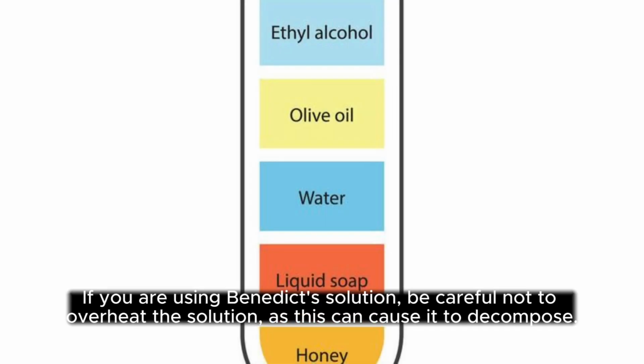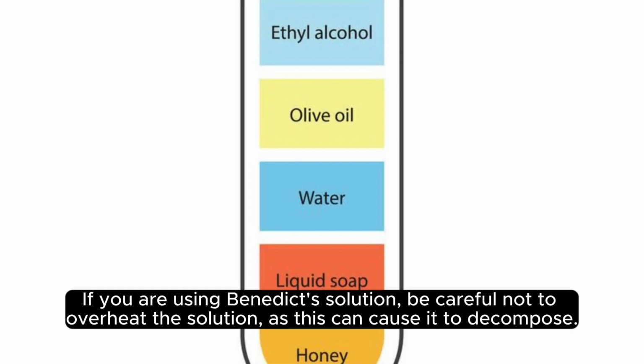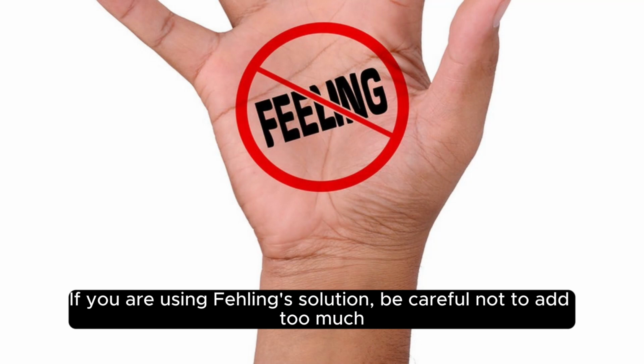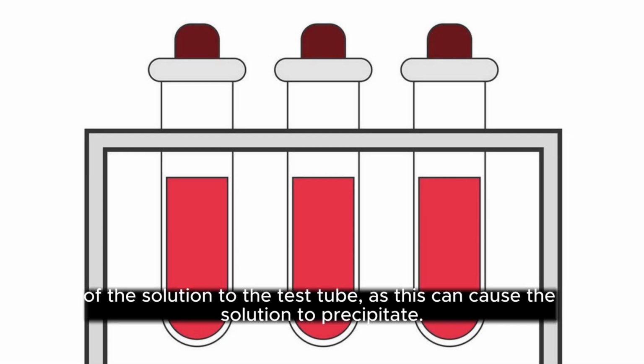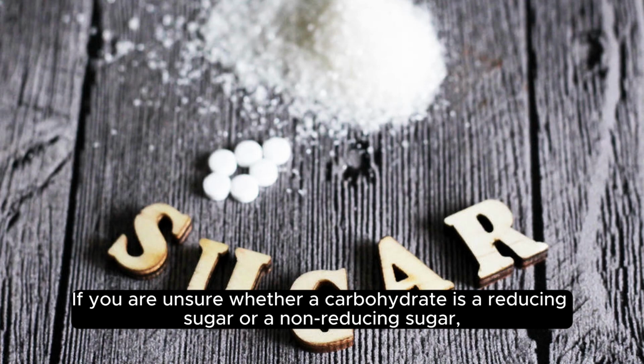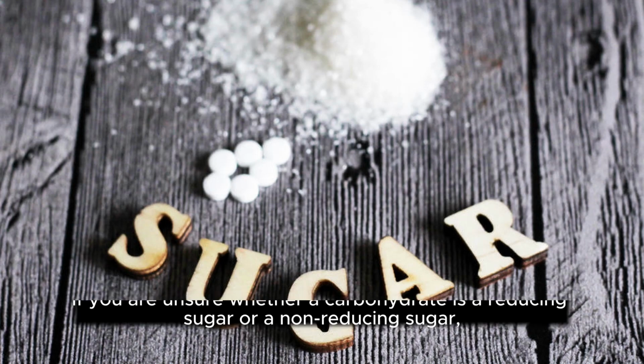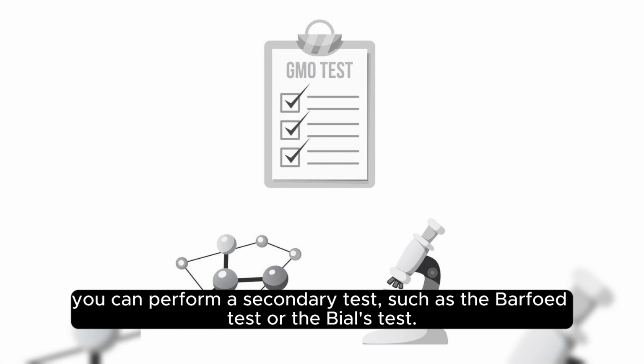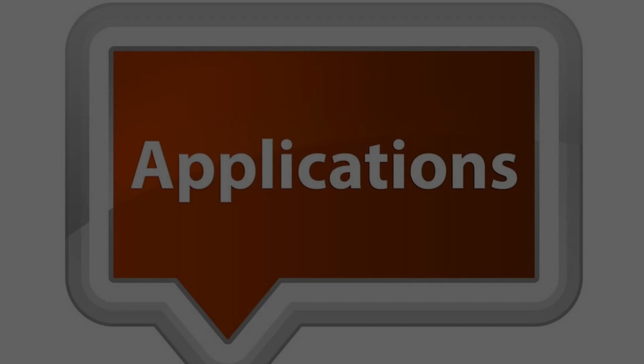Tips. If you are using Benedict's solution, be careful not to overheat the solution, as this can cause it to decompose. If you are using Fehling's solution, be careful not to add too much of the solution to the test tube, as this can cause the solution to precipitate. If you are unsure whether a carbohydrate is a reducing sugar or a non-reducing sugar, you can perform a secondary test, such as the Barfoed test or the Bial's test.